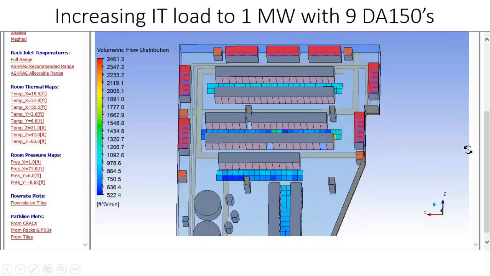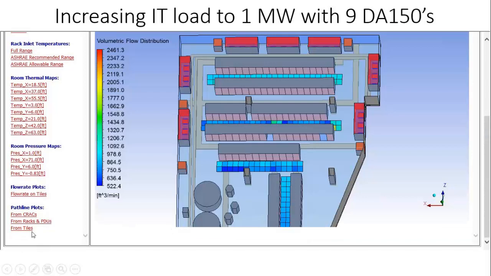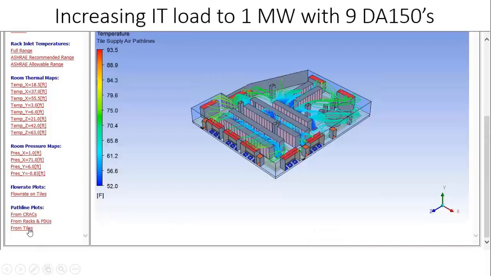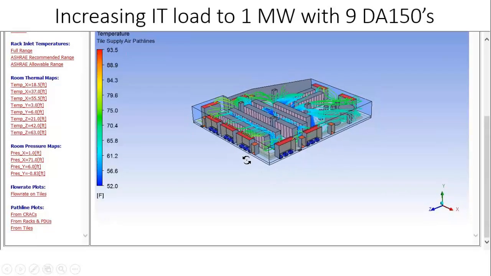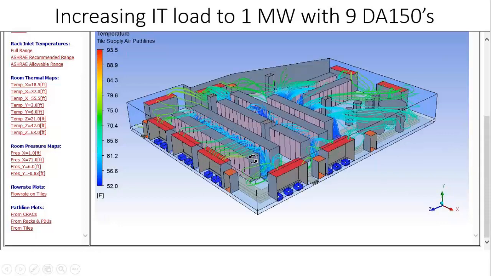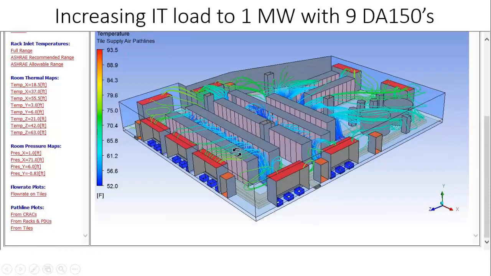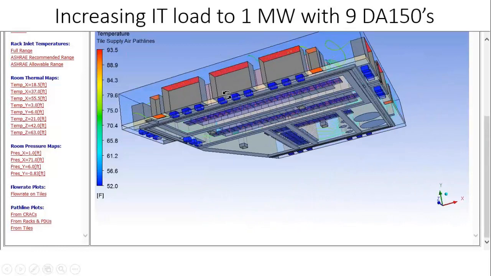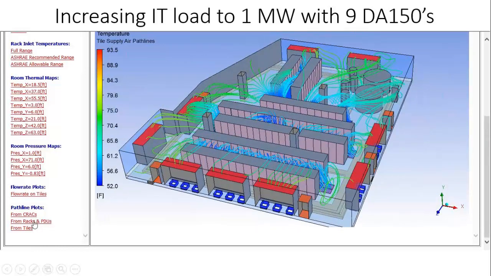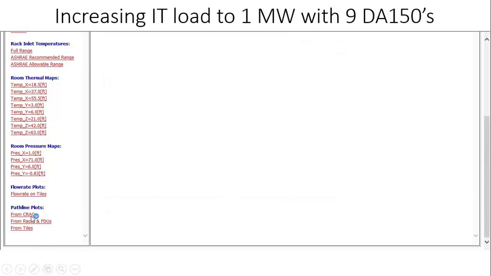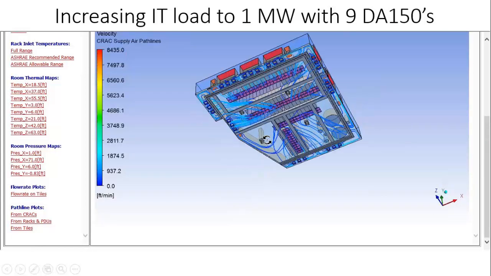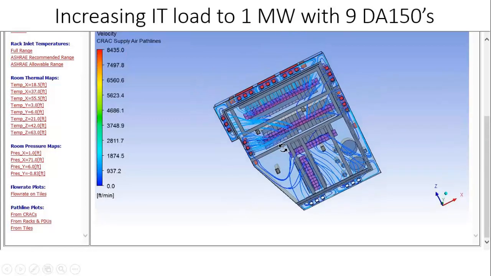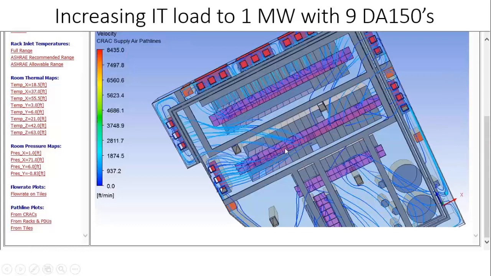We still have recirculation occurring, mixing occurring. If we take a look at path lines from tiles, this one always should show that the air is just going into the racks and not making any of it come back. And you see there's a little, but not too bad. Most of it is going into the racks as it should. This is supply air. And then again, of course, on the underfloor, we have air coming from the crack units in. Looks pretty good.